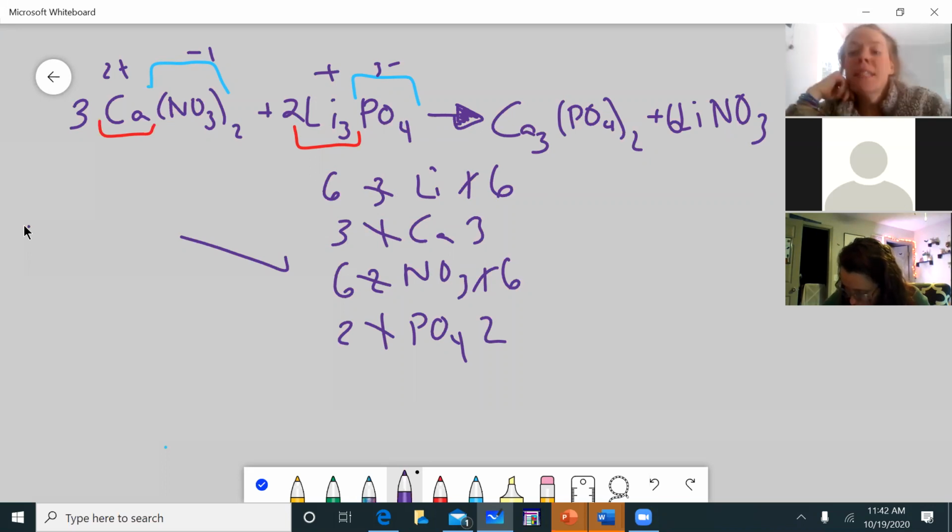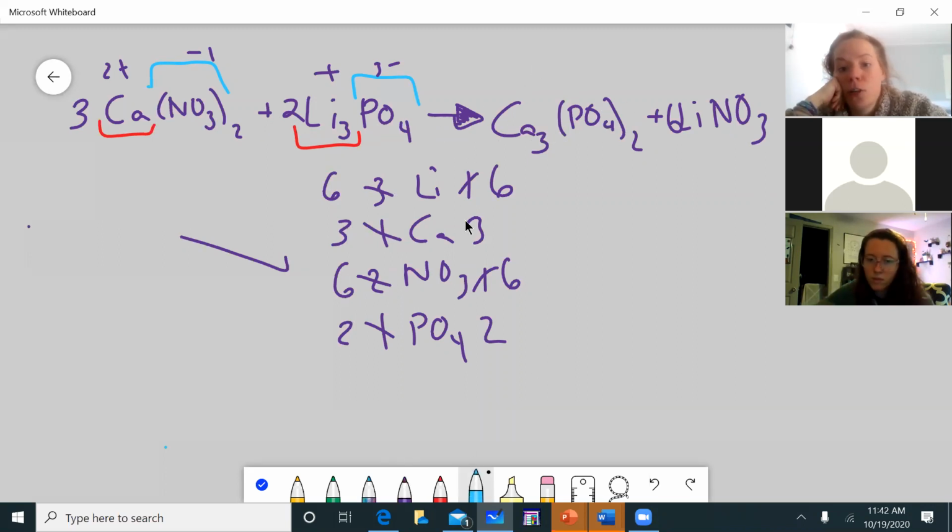So I think the balancing usually isn't the problem for people. Excuse me. The balancing isn't usually the problem. Combining them isn't even the problem. It's that you're not using the charges to write the correct formula first. So the first thing you want to do is get the right formulas, then balance in front of it.